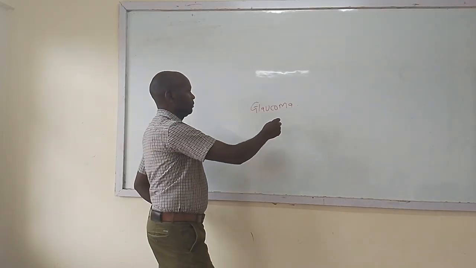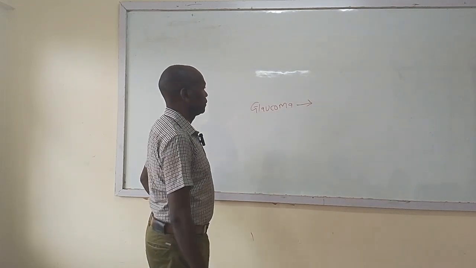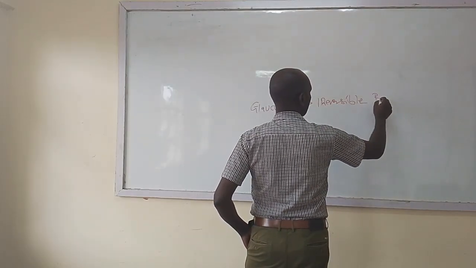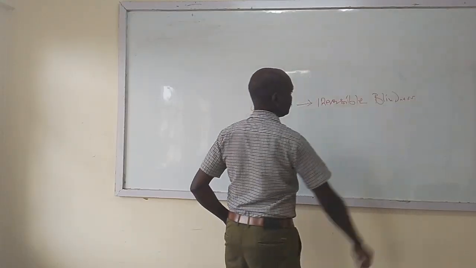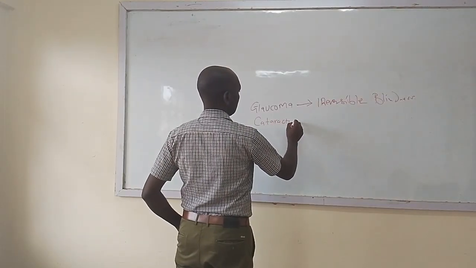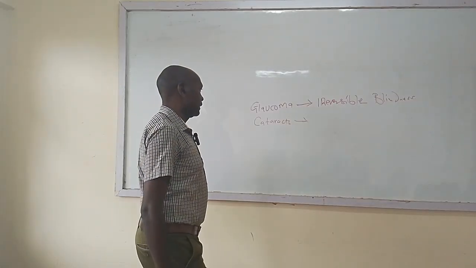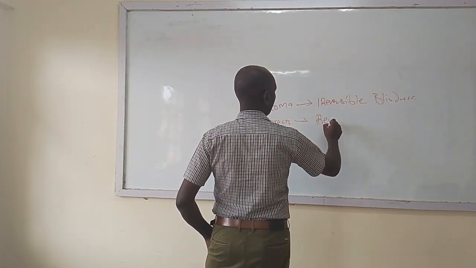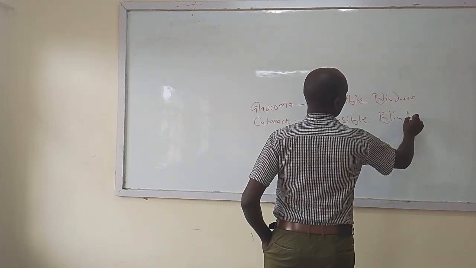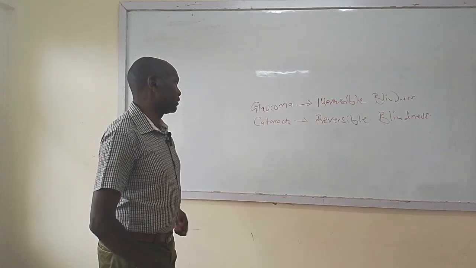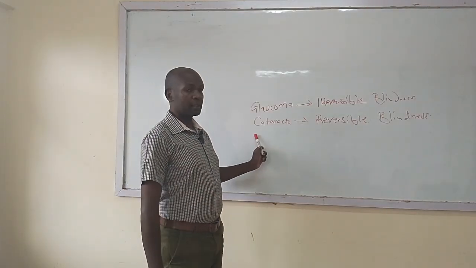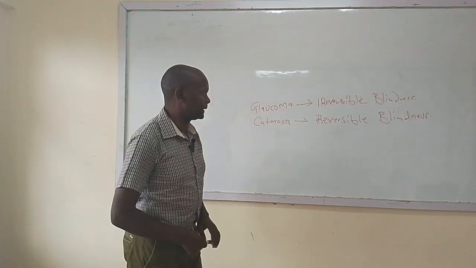So, glaucoma is one of the leading causes of what we call irreversible blindness. Then cataracts. Cataracts is one of the leading causes of reversible blindness. So glaucoma causes irreversible blindness, while cataracts causes reversible blindness.